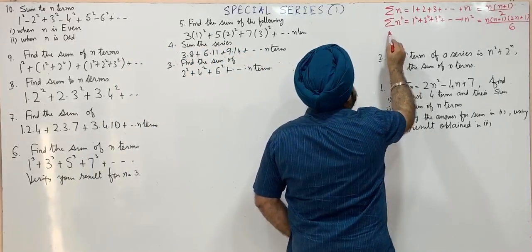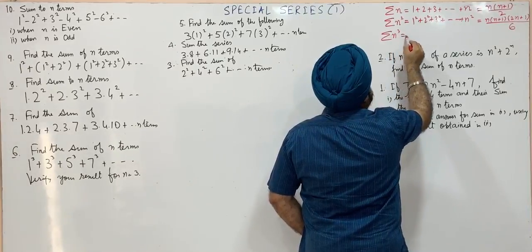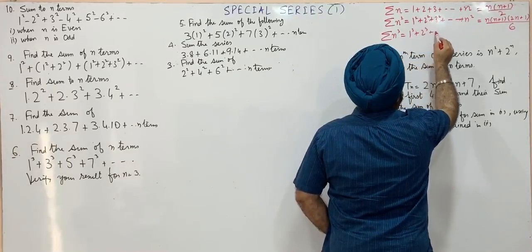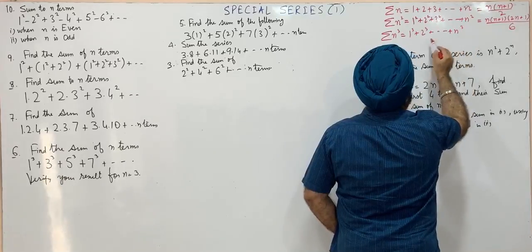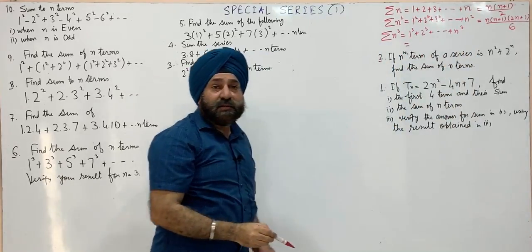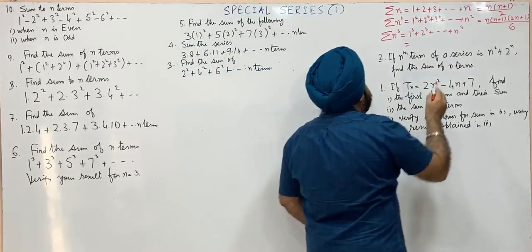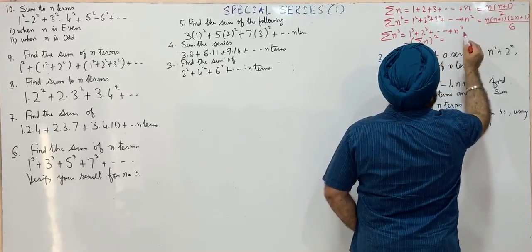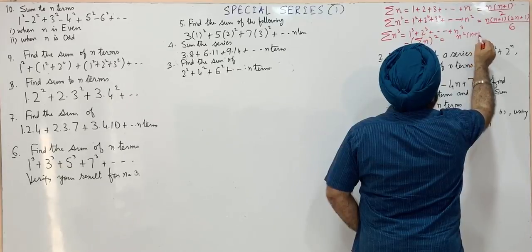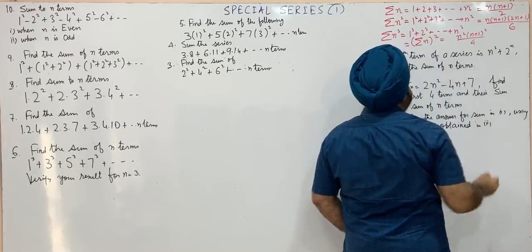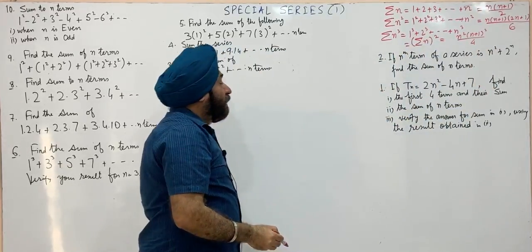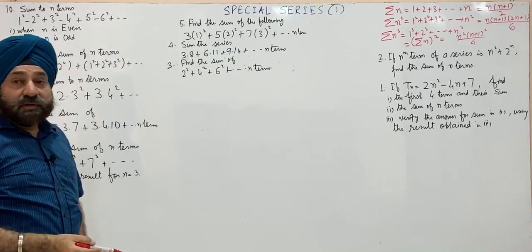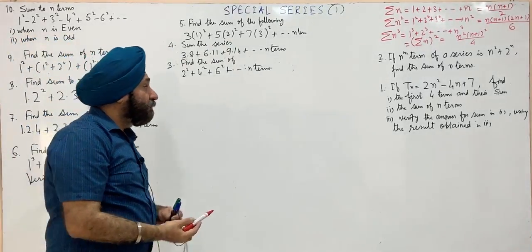And the third one is for cubes: 1 cube plus 2 cube and so on up to n cube. This is actually sigma n whole square. Whatever is the value of sigma n, its whole square. So the square of this will be n square into n plus 1 square upon 4. This is the formula. So we will be using these formulas to solve these questions.